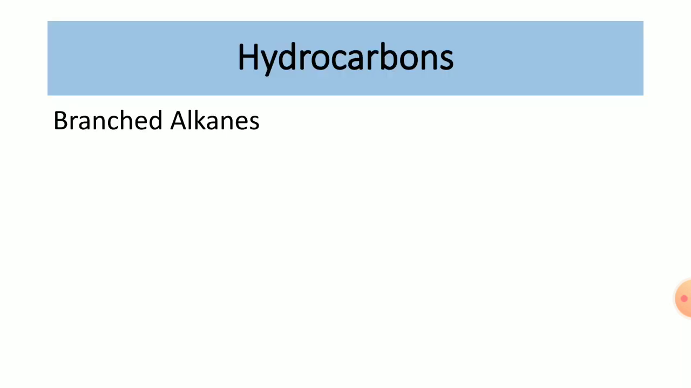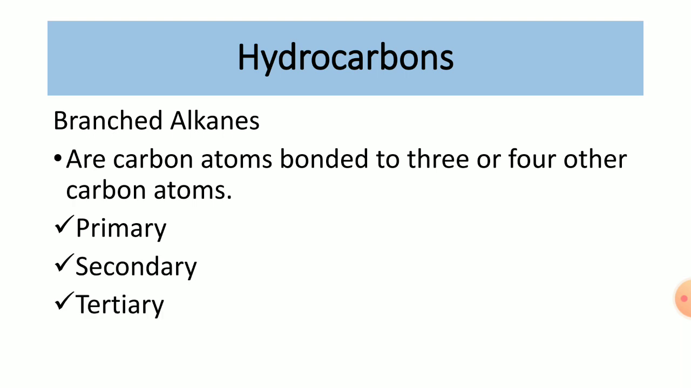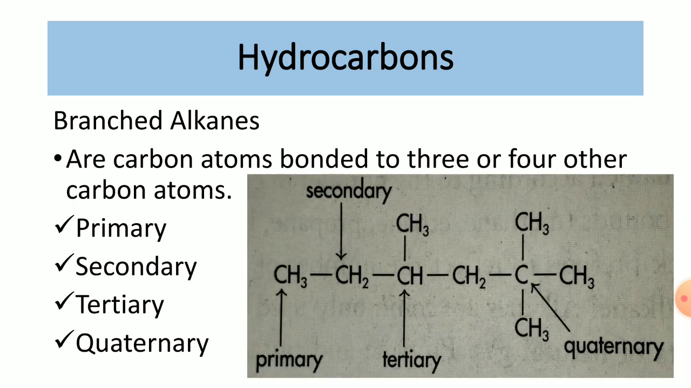So, on the other hand, we have the branched alkanes. So branched alkanes have carbon atoms bonded to 3 or 4 other carbon atoms. So that will result in branched alkanes. So each carbon in a molecule is described as primary, secondary, tertiary, or quaternary. So let us look at this image. So when we say primary, it is primary if it is bonded to only one carbon atom.